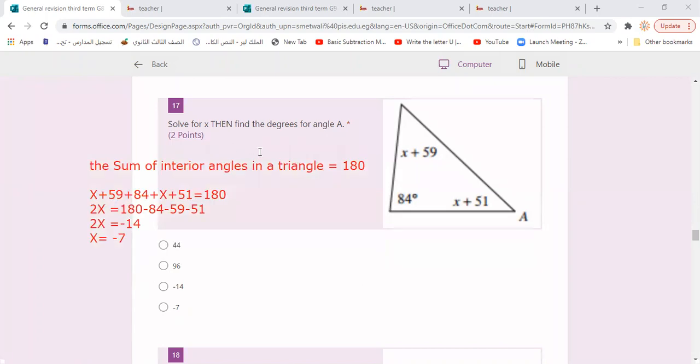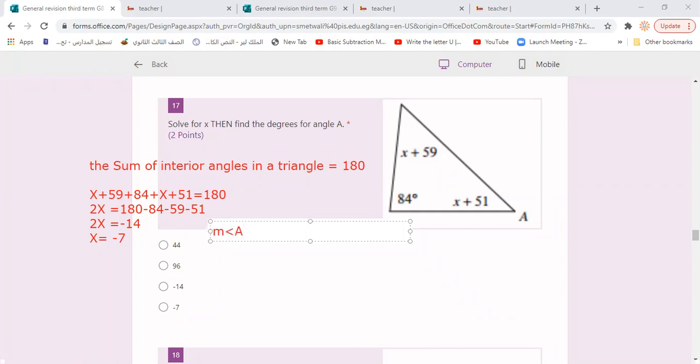Will this be the right answer? No, no. Go back to the question and concentrate. He said solve, and we need to find the degrees for angle A. So please be careful to read the question to the end, and then you will choose your right answer. Then the measure of angle A.